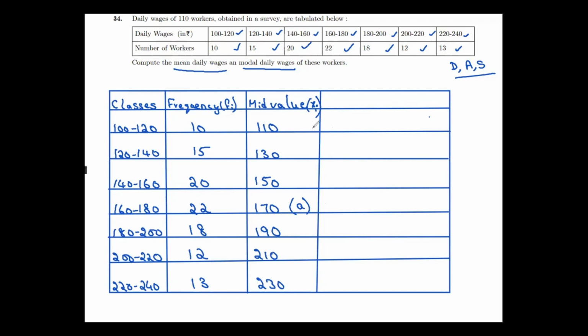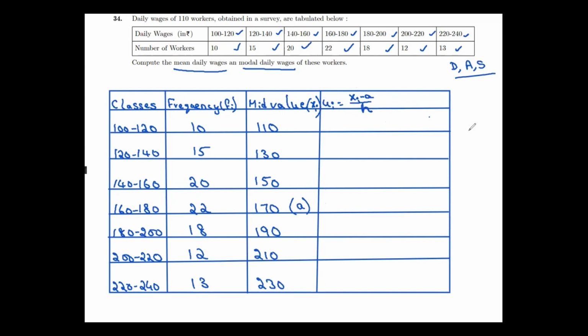Only in the direct method, after this the fi xi column will come, whereas for assumed mean or step deviation method, we have to pick a from this mid values column. So now I'm finding the step deviation method. So here ui is equal to xi minus a by h. That is actually the formula to find ui.